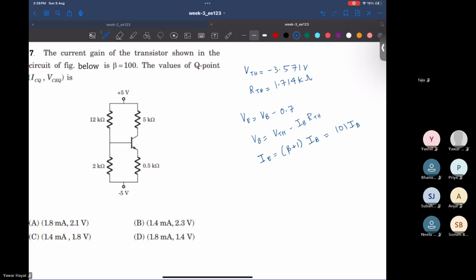So that should be the VE, right? I need to determine this one. I already know the current that's flowing, right? That's this. So then your VE would be -5 plus this drop, right? Across this. How much would that drop be? IE times 0.5 kilo ohm.